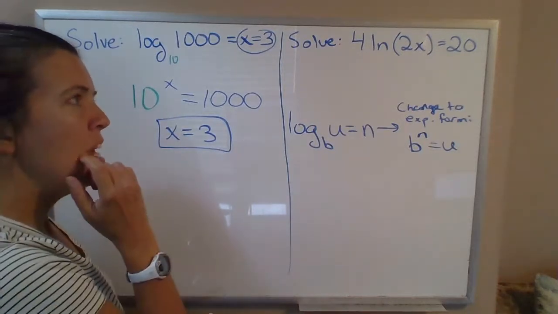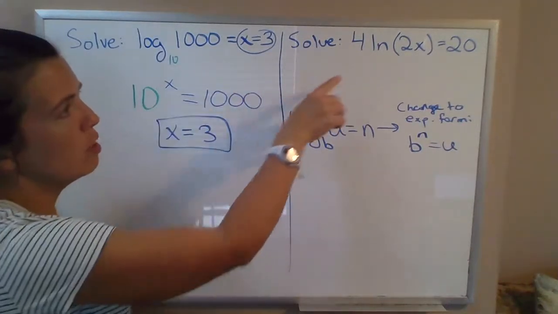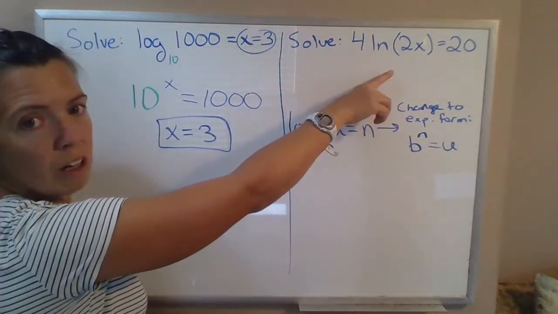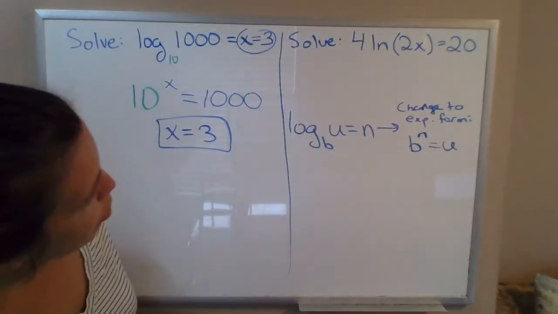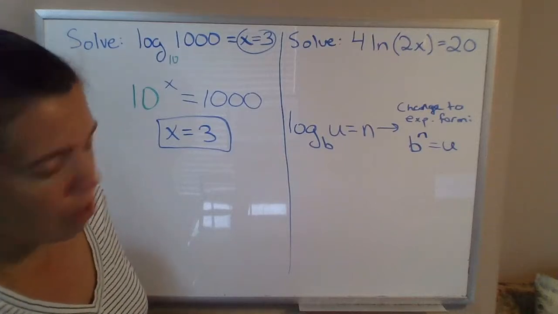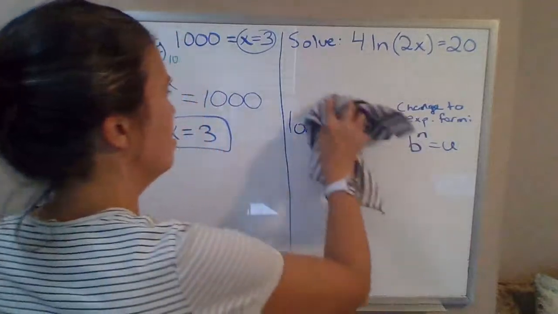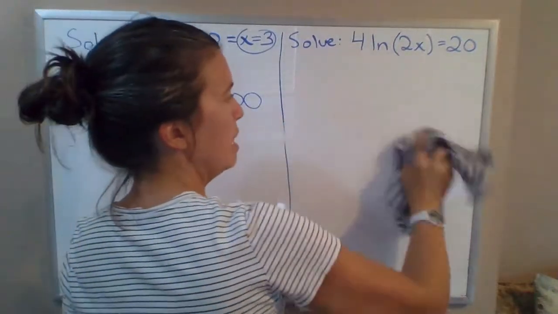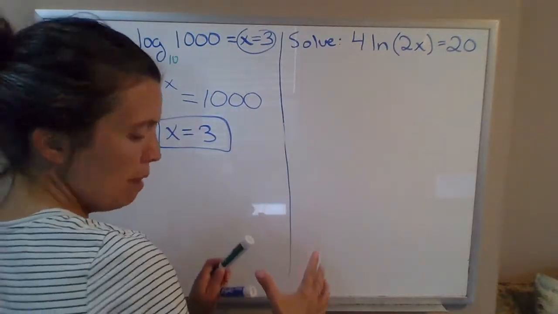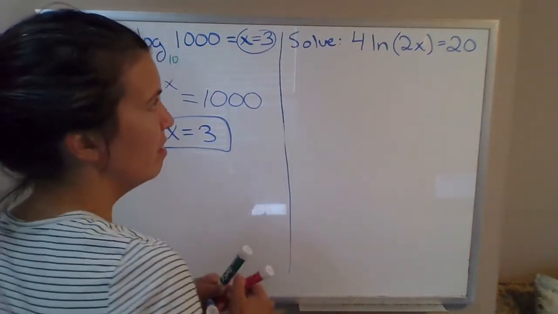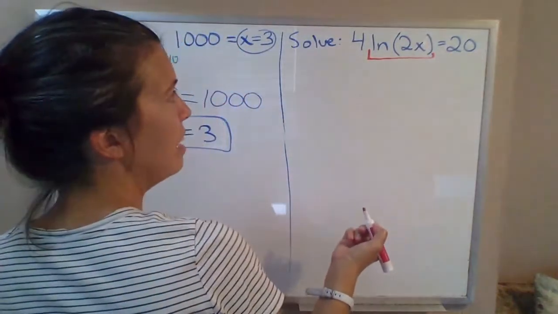Now that might not be so much the case with this second example over here. So let me shift over to the equation 4 times natural log of 2x equals 20. And suppose we're trying to solve that equation for x. The first thing that we should do is isolate the logarithm in this equation. Just in general, with these logarithmic and exponential equations, you want to isolate the most complicated part of the problem to start this out. So in this case, I'd want to isolate ln of 2x.